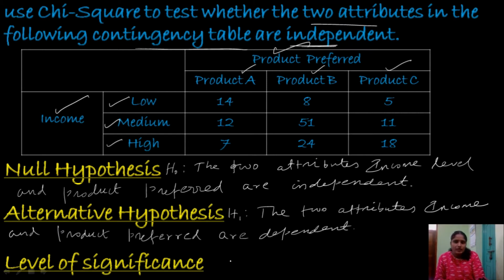Next we move on to level of significance. It is usually denoted as alpha. Nothing is mentioned about the level of significance, so we have to take the level of significance as 5% or 0.05.